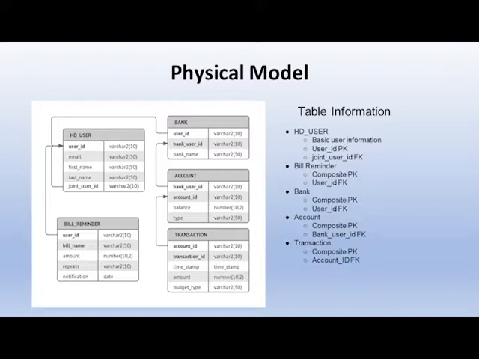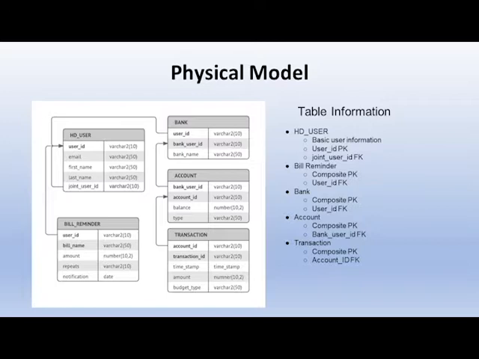Then we've got the account table. The account table also has a composite primary key with bank user ID and account ID. Bank user ID is the foreign key back to the bank table. So whenever you're trying to find a user associated with a bank and the account that they're associated with, you would have to join in bank and HD user to get that information.